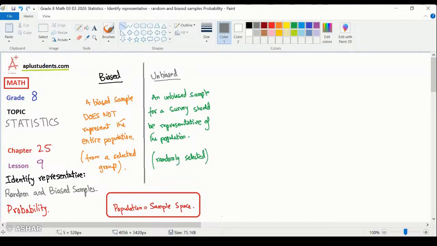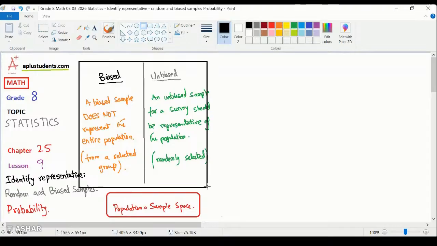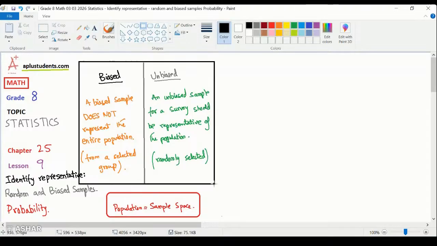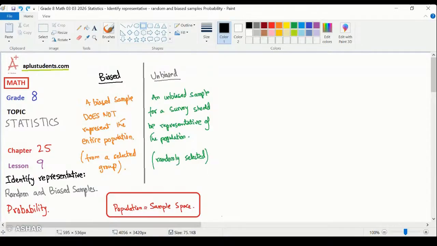We saw what is a sample space. So random can also be called unbiased. Let's keep it in a box. Okay, so let's look at an example. Let's look at some questions.